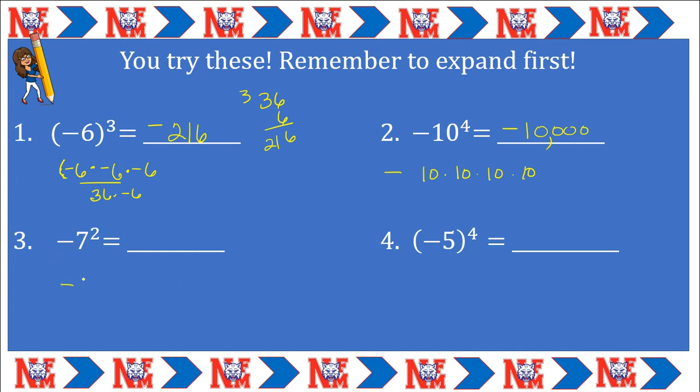Number 3, the negative is not included, so we get negative 49. And number 4, we have a negative 5 as our base, so 4 is attached to both the negative and the 5. Okay, so I get negative 5 times negative 5 is positive, and another pair, so I'm going to get a positive 625.